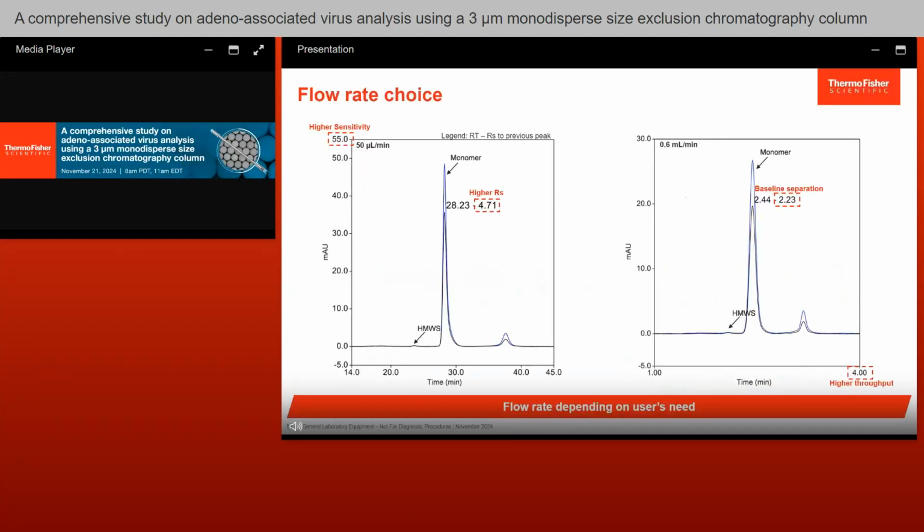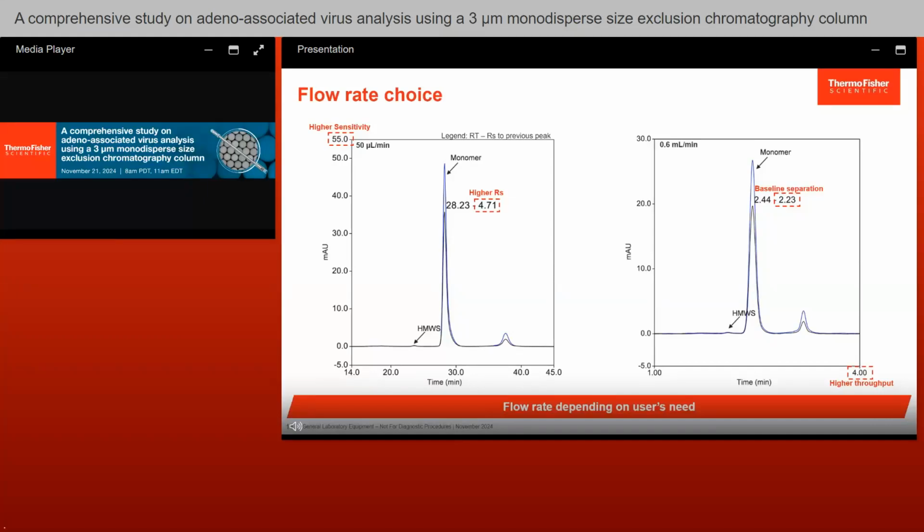Another thing people can choose, depending on the user's need, is the flow rate for your method. For example, on the left side, we have a separation with a slower flow rate, and on the right side, we have a separation with a faster flow rate. This one, I remember, is 0.05 mL per minute. This one is 0.3 mL per minute. And we can see when we're running a slow flow rate, we'll have a much higher resolution, 1 versus 2.2 using 0.3 mL per minute.